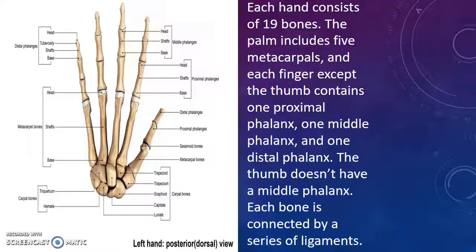The back of the hand allows for veins to run through our hand into the tips of our fingers, allowing the tendons and bones and muscles to get blood from the rest of our body. The wrist is a connection point between the arm and the hand and allows for most of our hand movements, extension, flexion, and such. Each hand consists of 19 bones. The palm includes 5 metacarpals, and each finger, except for the thumb, contains 1 proximal phalanx, 1 middle phalanx, and 1 distal phalanx. The thumb doesn't have a middle phalanx. Each bone is connected by a series of ligaments.